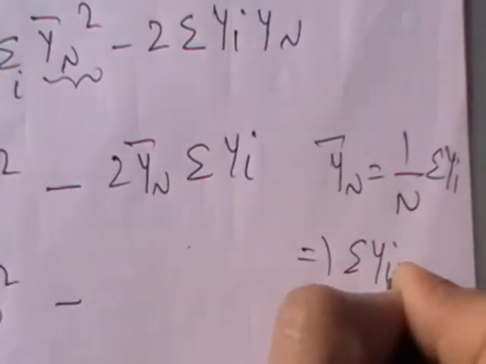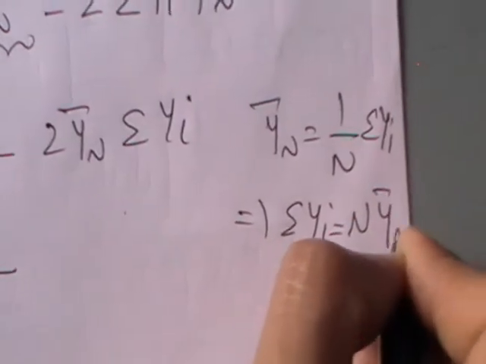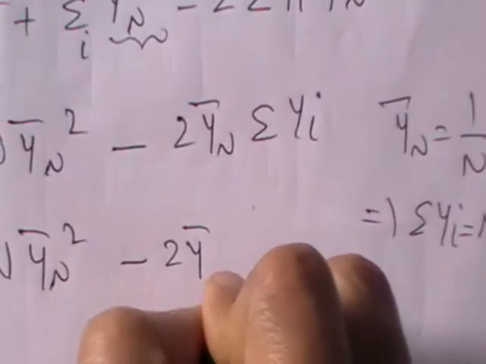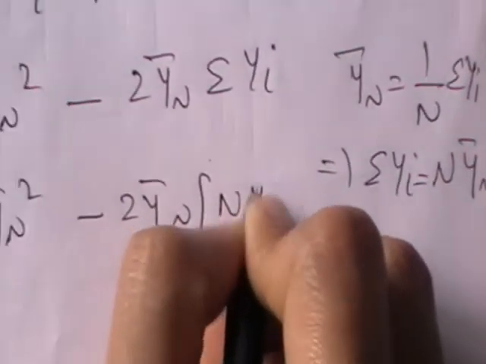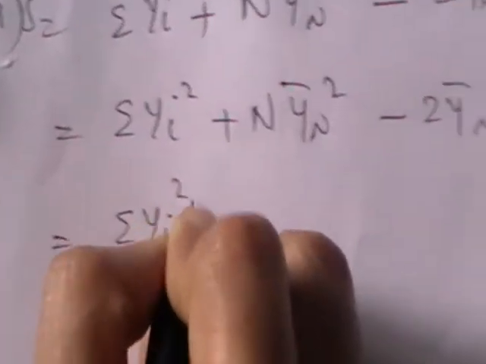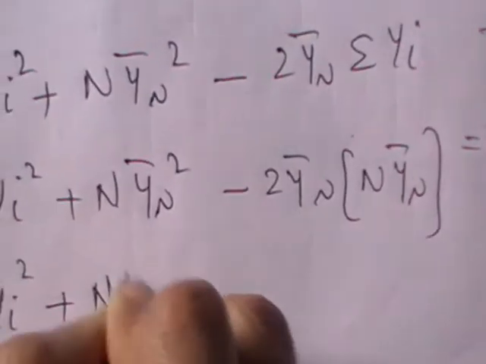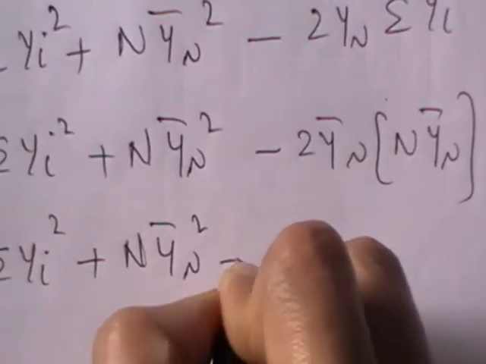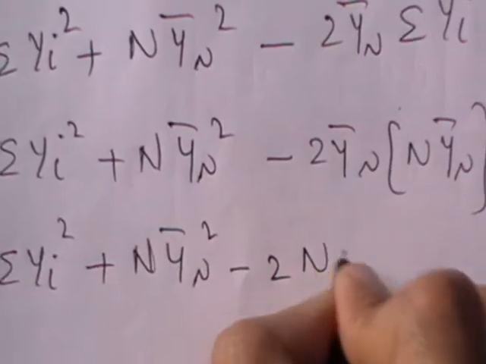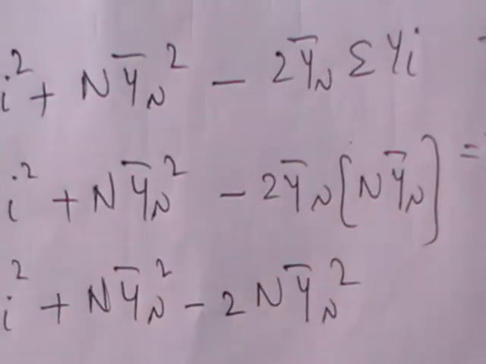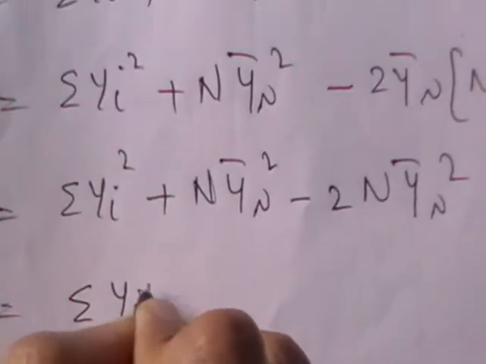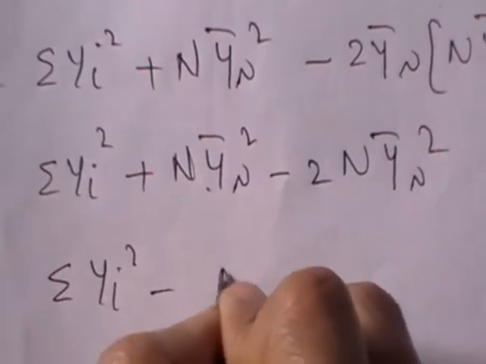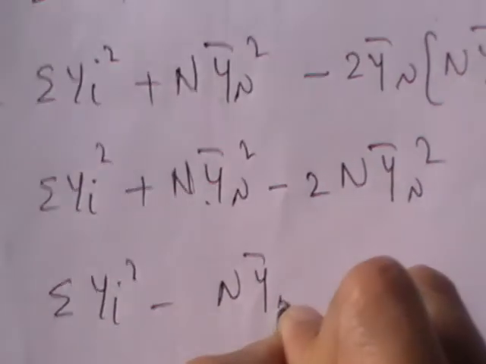Sigma yi can be replaced with n into y bar n. So 2 into y bar n. So sigma yi square plus n into y bar n square minus 2n y bar n square. So you got this as sigma yi square. You will get minus n into y bar n square. So this is n minus 1 into s square. Okay.